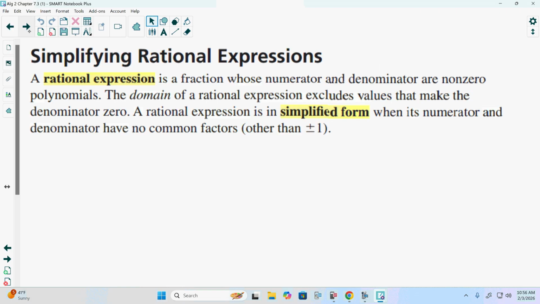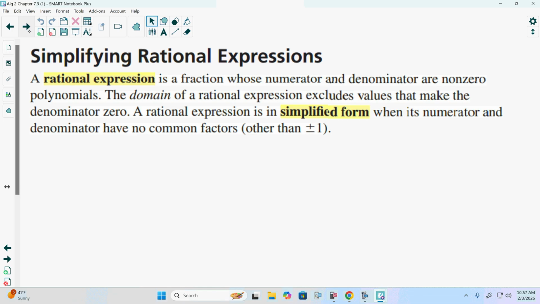Simplifying a rational expression. We're going to simplify it so that the numerator and denominator, the top and bottom of the fraction, have no common factors, nothing in common other than 1. Simplified form is when its numerator and denominator have no common factors other than plus or minus 1, positive or negative 1. There's nothing else that we can take out besides a sign change. Nothing else is in common. Because if there is something in common on top and bottom, we need to reduce it out, we need to simplify it.